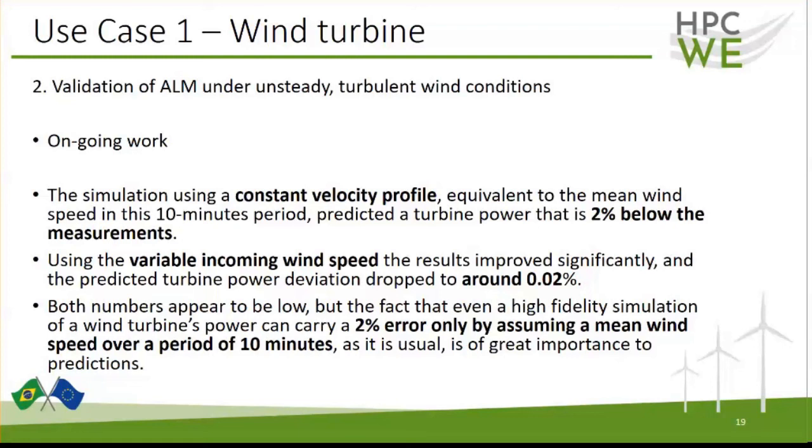Both numbers appear to be low, but the fact that even a high fidelity simulation can carry a 2% error only by assuming a mean velocity over a period of 10 minutes, as is usual, is of great importance to the predictions for wind turbines and also for wind parks in the future.